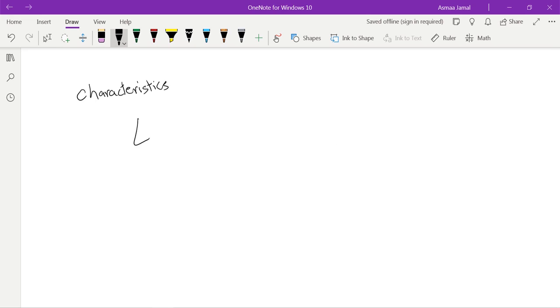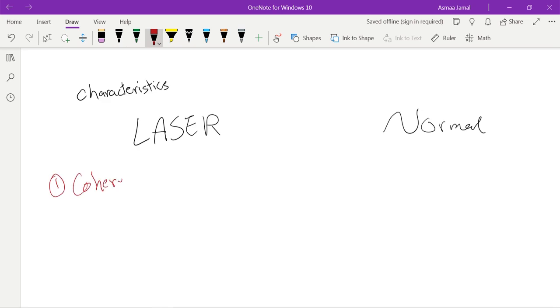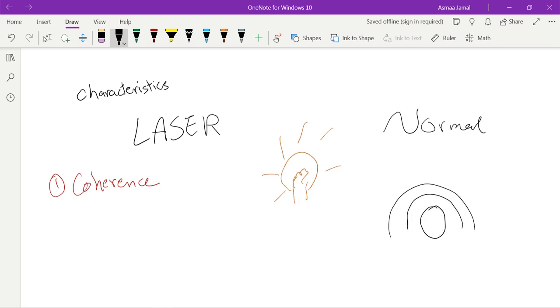That's the laser light and that's the normal light. The first one is the coherence. So the normal light is emitted when the electron inside any atom jumps from a high level of energy into a lower level of energy. So that excited electron will give energy as a photon.